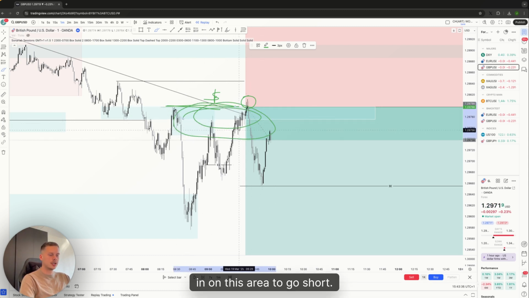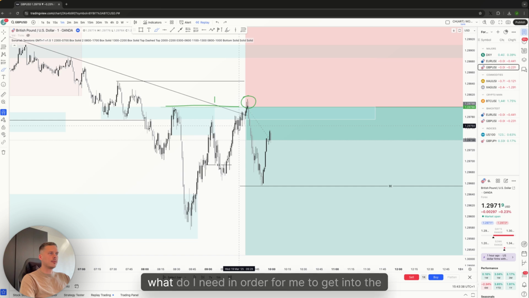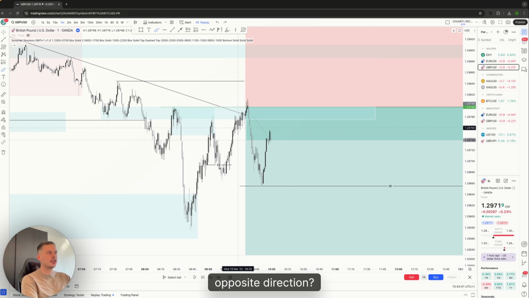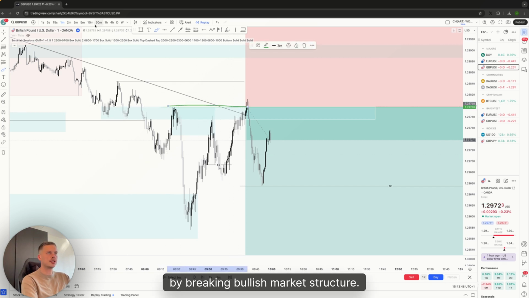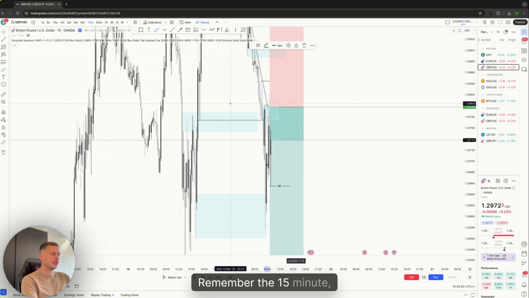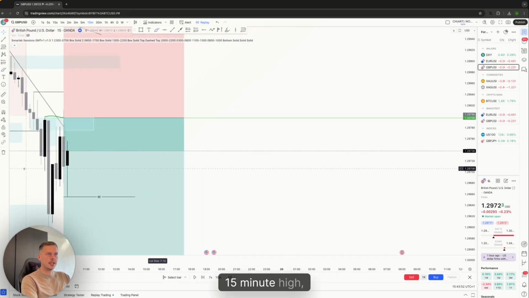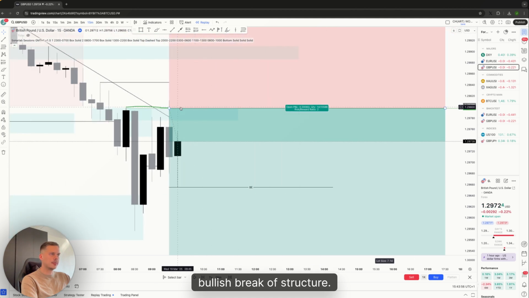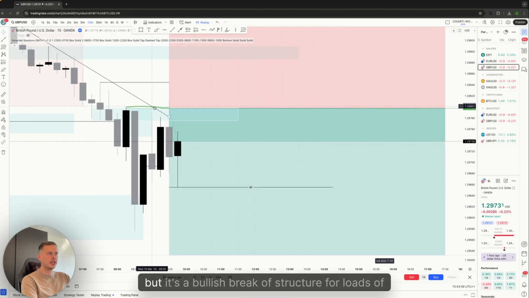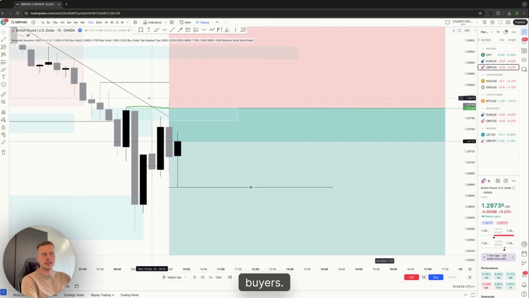So resistance traders, smart money traders, trendline traders all went in on this area to go short. And what do I need in order for me to get into the opposite direction? First, I need buyers to get induced. How do we induce buyers? Well, by breaking bullish market structure. Remember, the 15-minute, right? 15-minute high, 15-minute low, bullish break of structure. Look at the details, right? It's a wick, but it's a bullish break of structure for loads of buyers.